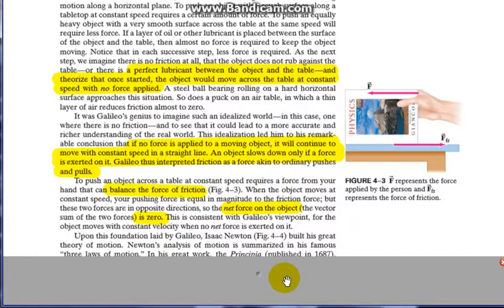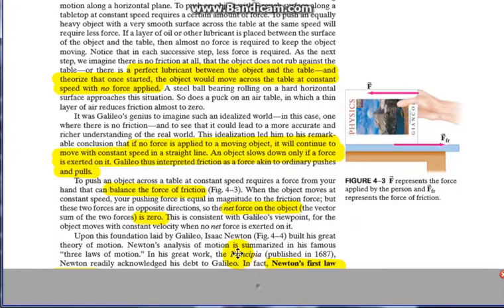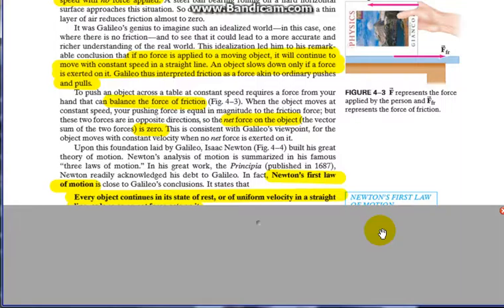Upon this foundation laid by Galileo, Isaac Newton built his great theory of motion. Newton's analysis of motion is summarized in his famous three laws of motion. In his great work, The Principia, Newton readily acknowledged his debt to Galileo. In fact, Newton's first law of motion is often called Galileo's law of inertia.